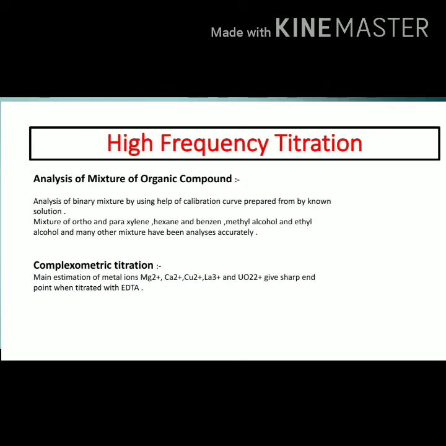Second, the most important application is the complexometric titration. In complexometric titration, we determine the concentration of metal ions: copper, nickel, magnesium, calcium, lanthanum, zinc. Pyridine has been successfully used in complexometric titrations, and DMG is used for the complexometric estimation of nickel.